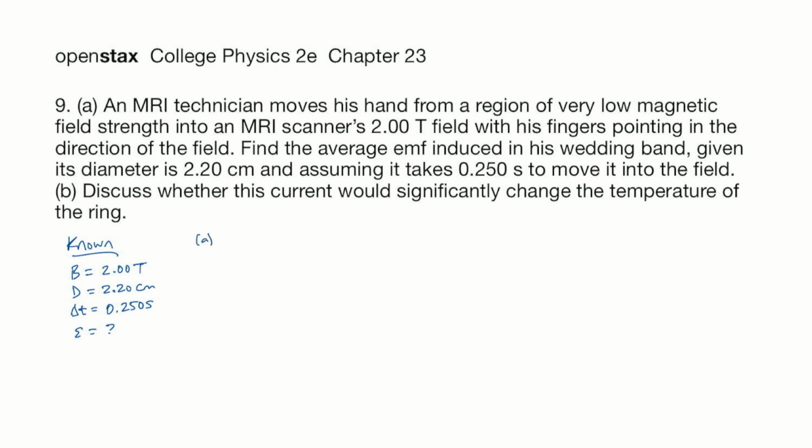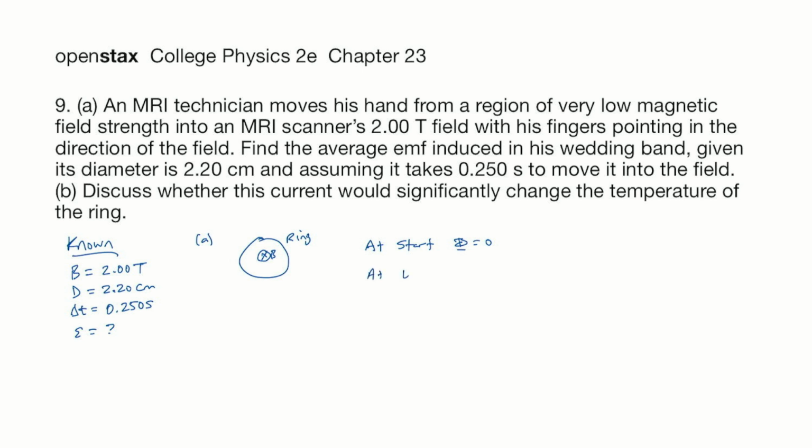Okay, so for part A, let's say his ring looks like this. And then his hand is in the same, his fingers point in the same direction of the field. So let's say his hand is going into the page, then the field is also into the page. All right, so then what that allows us to say is that at the start, the magnetic flux is 0 because he has not put his hand into the magnetic field yet.